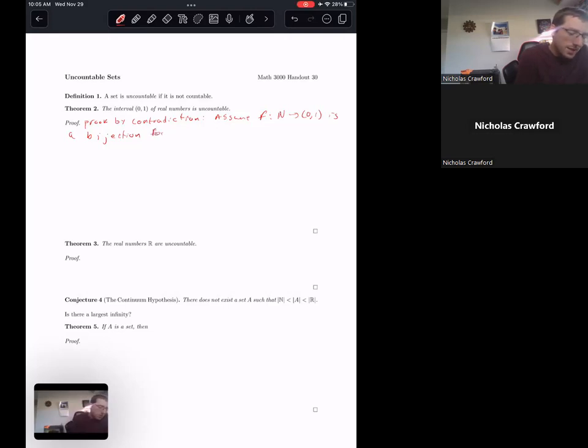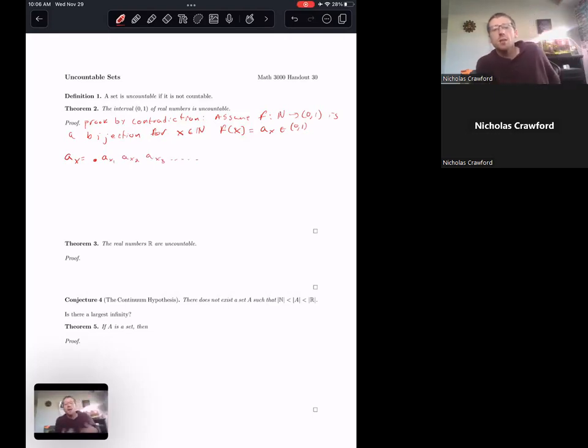So for some x in n, okay, what are we going to say? We're going to say f of x is equal, we'll call it ax. So it's going to map us somewhere, and we don't know where it is, but this ax is in 0 to 1. Okay, so what does this mean? This means that ax has some decimal expansion, right? Because it's in 0 to 1. So it's going to look like point blah, blah, blah. So this means that ax is equal to some point ax1, ax2, ax3, all the way down, right? It has some decimal expansion.